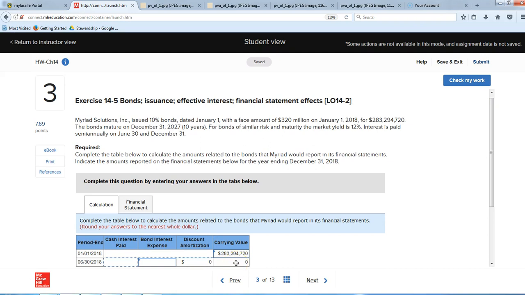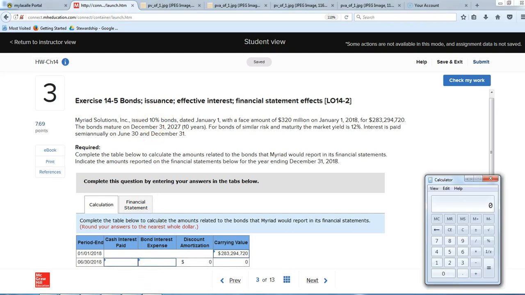Six months later, they will pay interest. Interest is paid on face value and the stated rate. 10% is the annual rate, so it becomes 5%. 5% multiplied by the face value, $320 million. So six months of interest is $16 million.